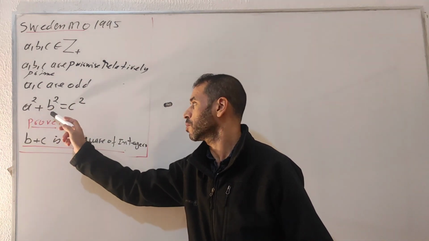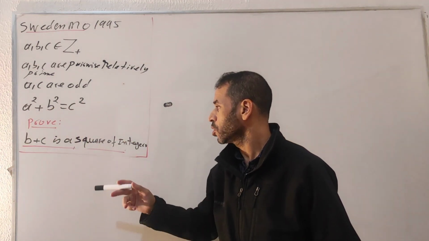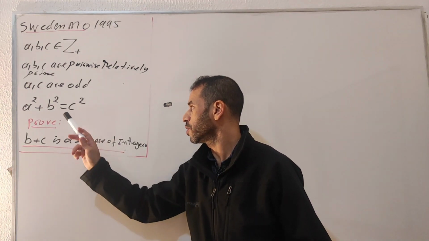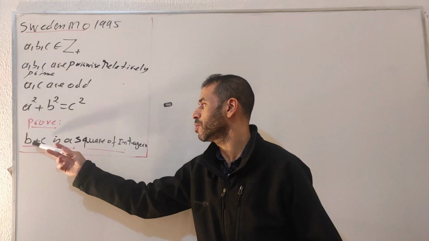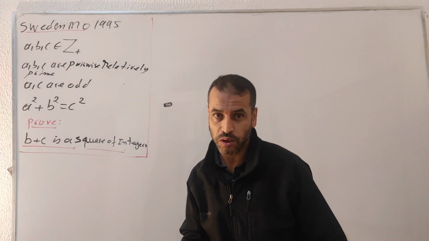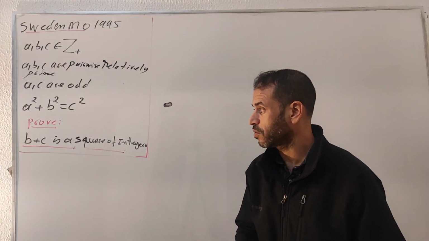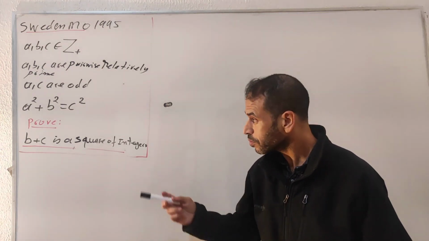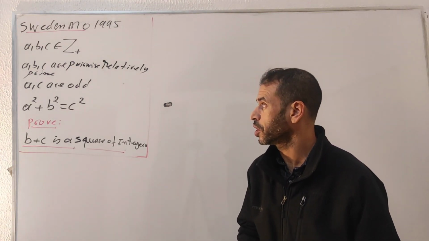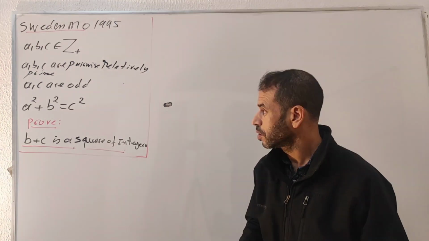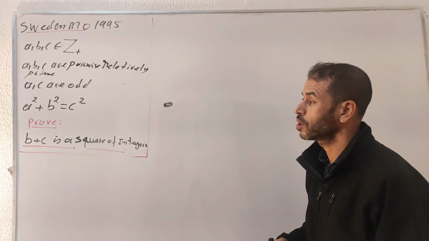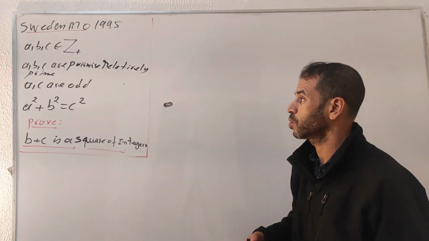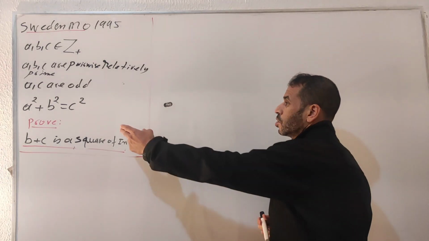We have the equation a squared plus b squared equals c squared. Our goal is to prove that c plus b is a perfect square. In fact, this is a very important and useful problem, because we are going to use the GCD definition, which can help us solve many kinds of these problems. So let's get started.